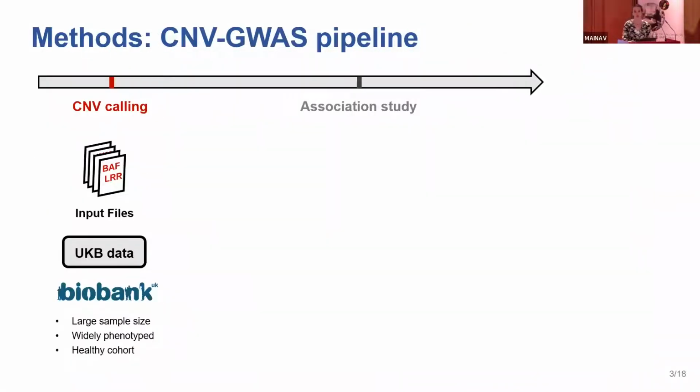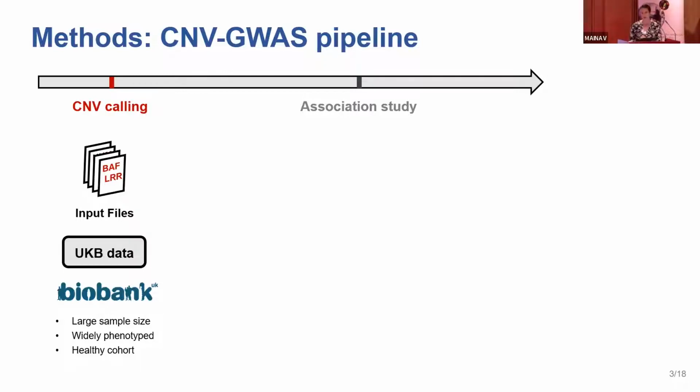And now, of course, the first step in order to perform such a CNV GWAS is to call CNVs in our population of interest, which in this case would be the UK Biobank, that offers multiple advantages. So first of all, it is a relatively large population of about 500,000 individuals, meaning that we can have enough statistical power in order to detect associations with events that are as rare as copy number variants.